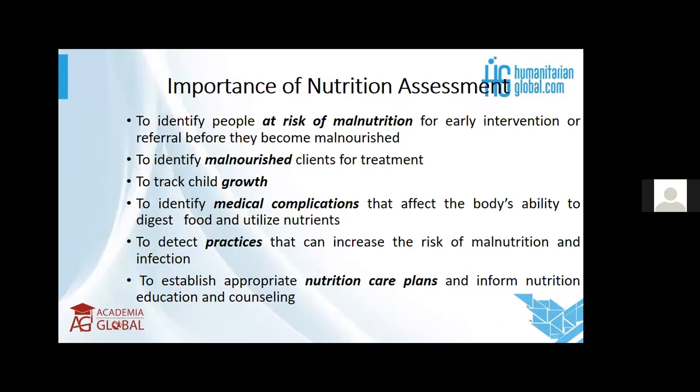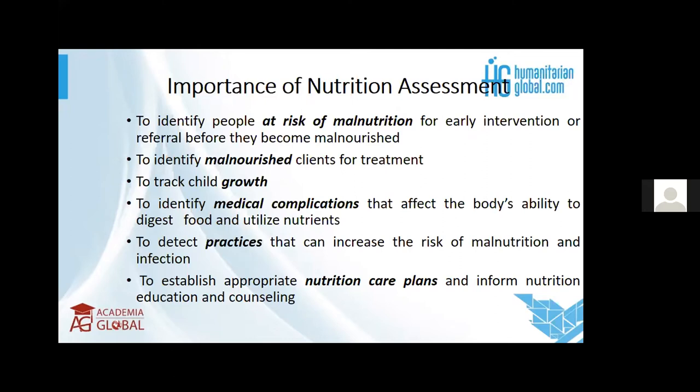We carry out measures that will now prevent them from becoming malnourished. And then the nutrition assessment also helps us to identify individuals or groups who are already malnourished. And from there on, now we can offer appropriate care plans or treatment for them. It is through nutrition assessment that in the pediatric field, we are able to track the child's growth.